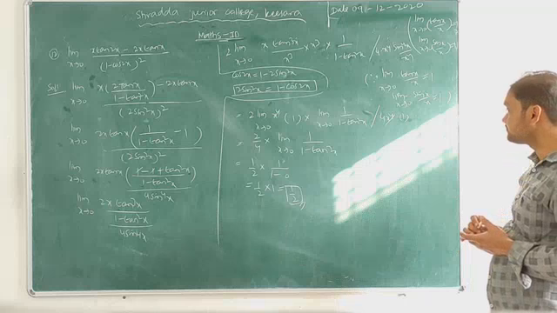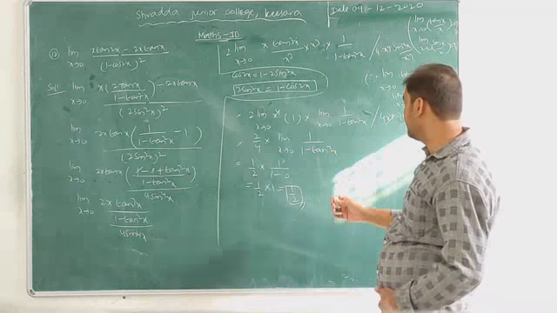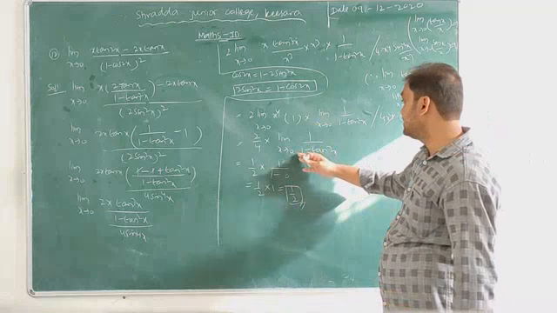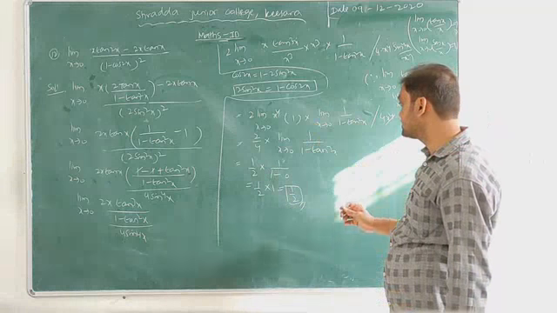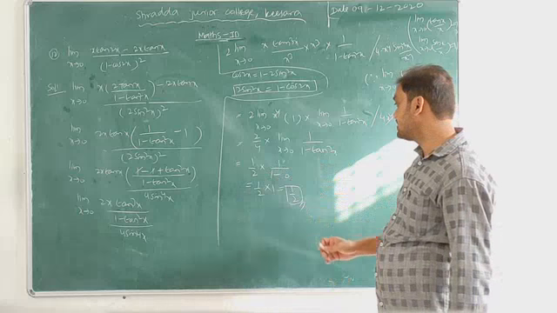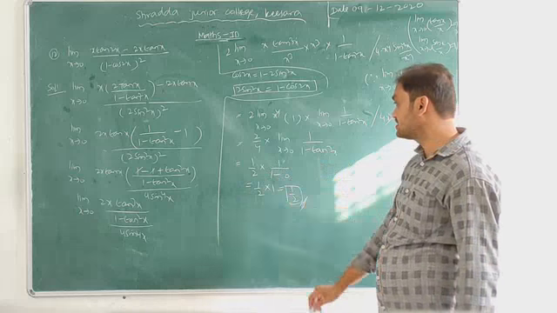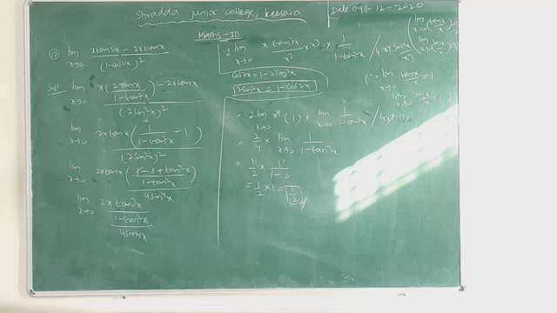Now see, x power 4 gets cancelled here, 2 by 4 into limit x tends to 0, 1 by 1 minus tan square x. Now substitute 0 in place of x. 1 by 1 minus 0, that is 1, so 1 by 2 into 1 is nothing but 1 by 2. This is our required answer.